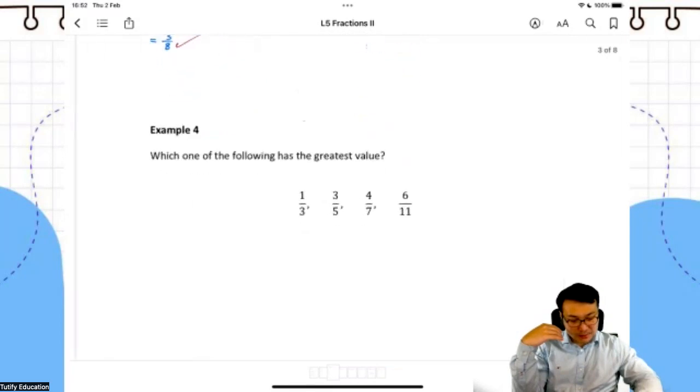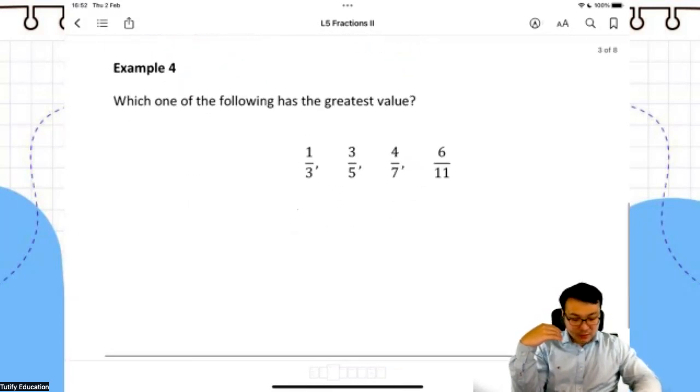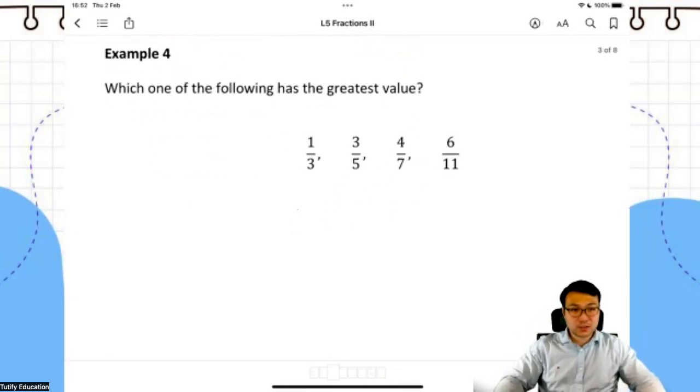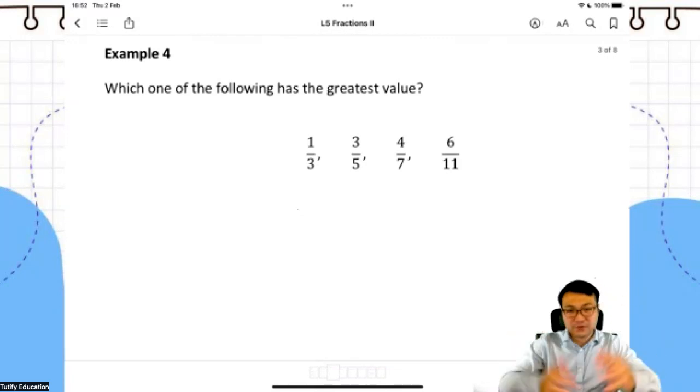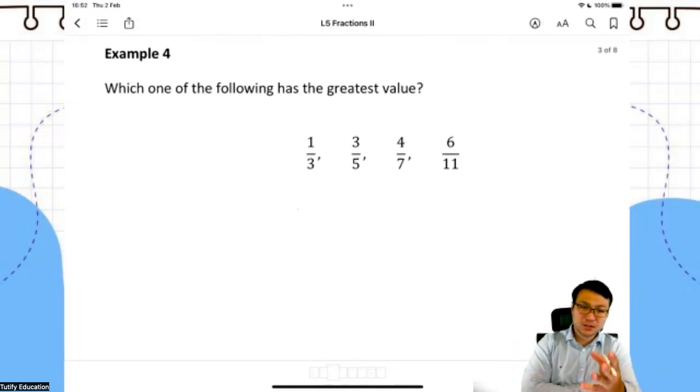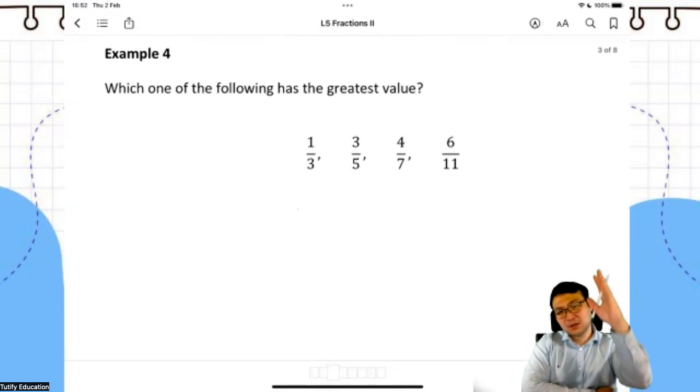Oh, we have an example first. We are supposed to find out which fraction has the greatest value, which is the biggest fraction, but we have a problem. You can't really compare them, right? Because the denominators are all different. How are you going to know which one is the biggest? Anybody knows? Anybody wants to try? Anyone has any ideas?